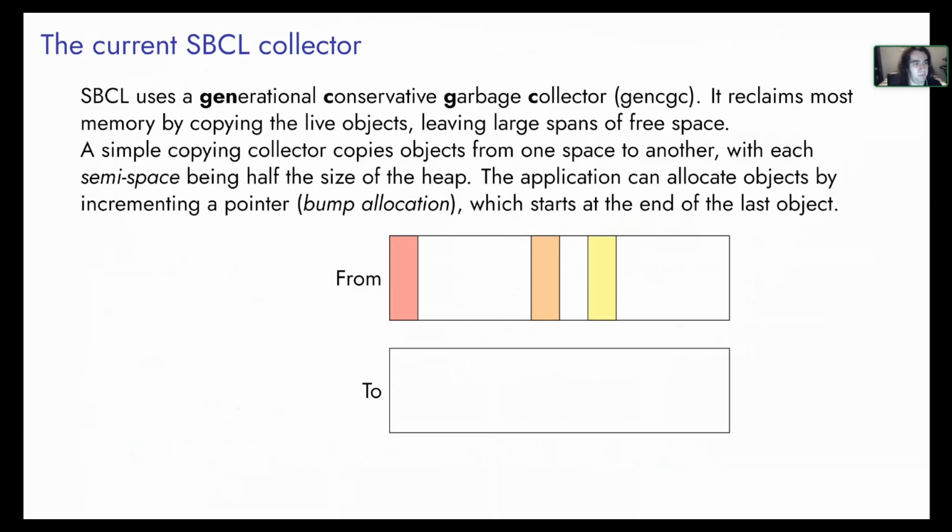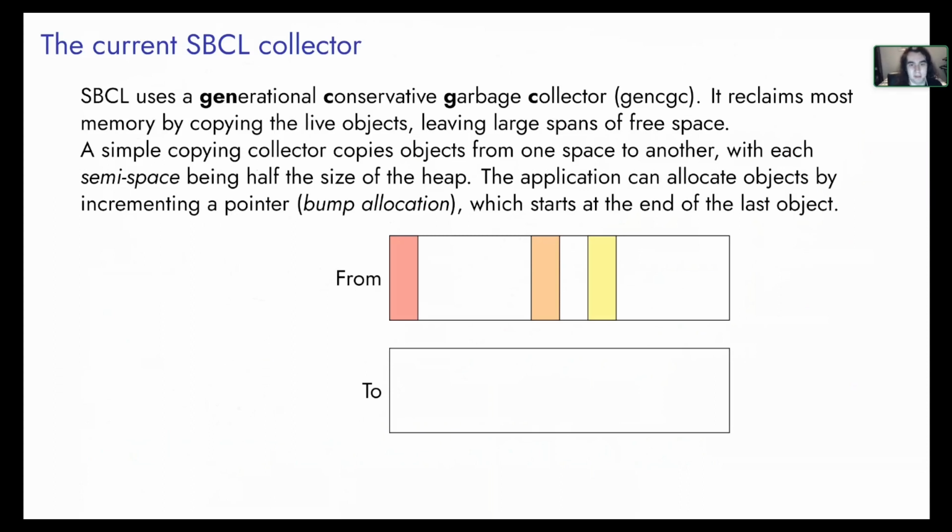So currently, SBCL uses what's called a generational copying, well, it's copying, but the name of it is Generational Conservative Garbage Collector, or the GenCGC. It reclaims most of the memory by copying the live objects, which leaves rather large spans of free space.